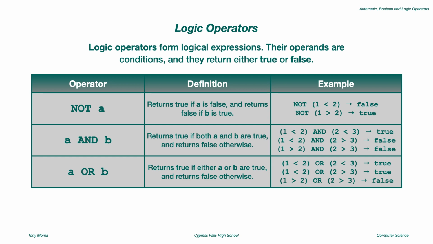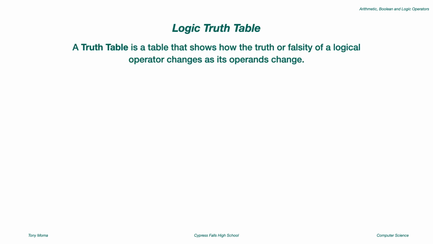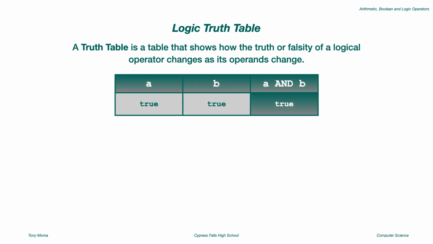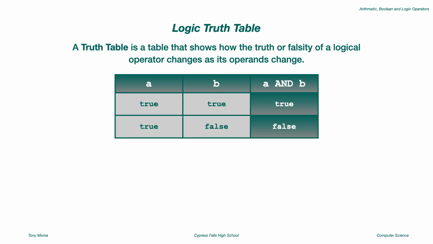We can also depict the behavior of logical operators with a truth table. A truth table is a table that shows how the truth or falsity of a logical operator changes as its operand changes. To show you what I mean, we'll start with the truth table for the AND operator. When both A and B are true, the expression A and B evaluates to true because both operands are true. If A is true and B is false, then the expression A and B becomes false because, once again, AND needs both operands to be true.